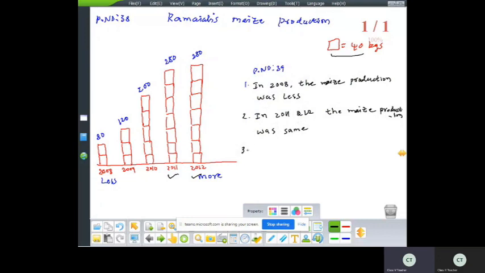Now, third conclusion from the chart, what do you observe? In 2012, production was increased. By how much increased? In 2011 and 12, the production was increased.